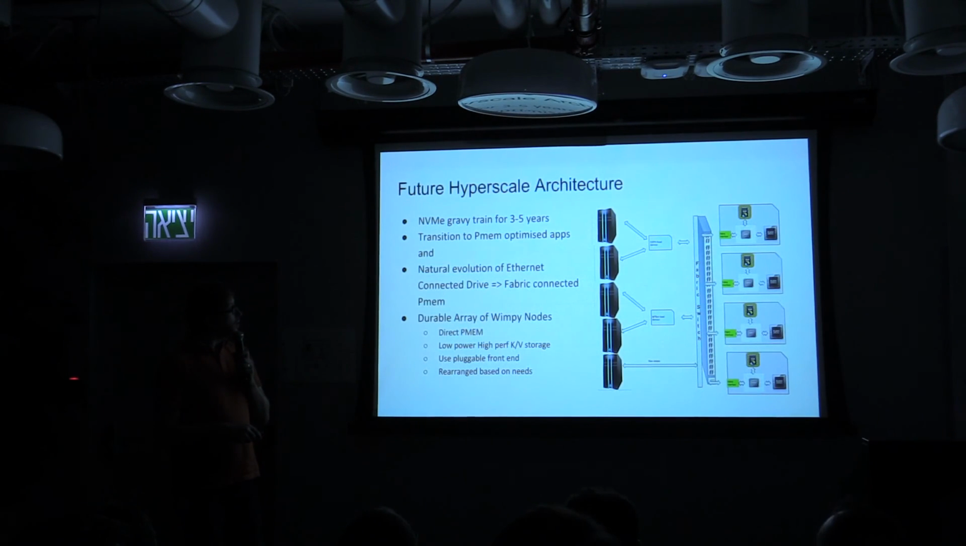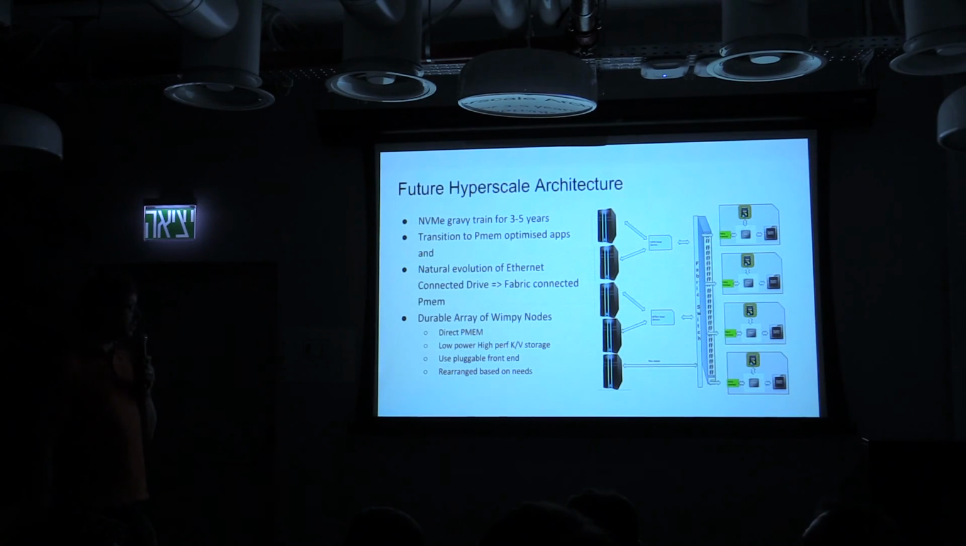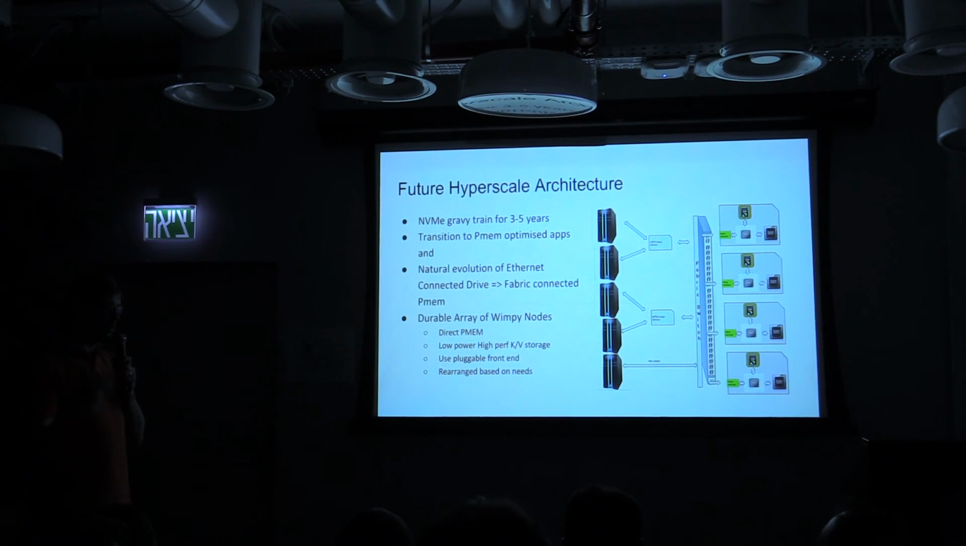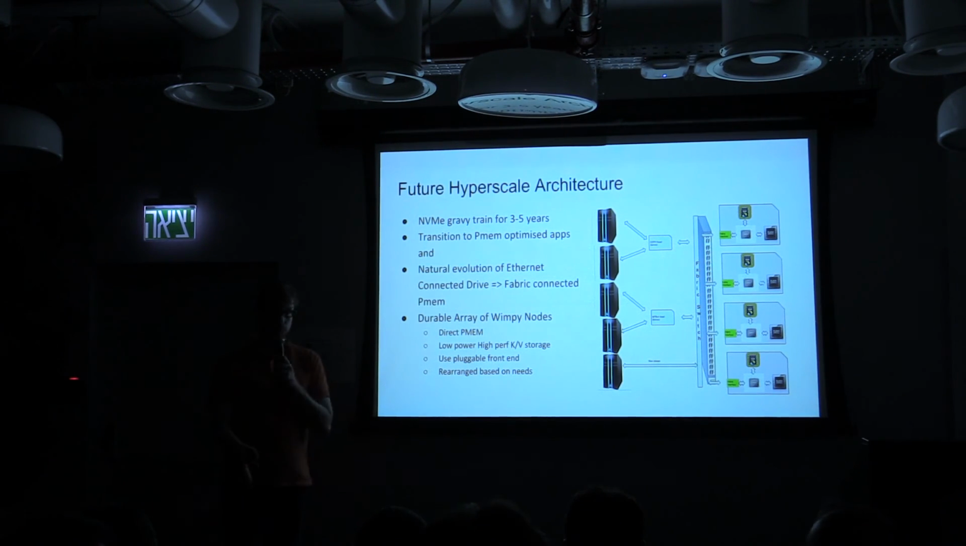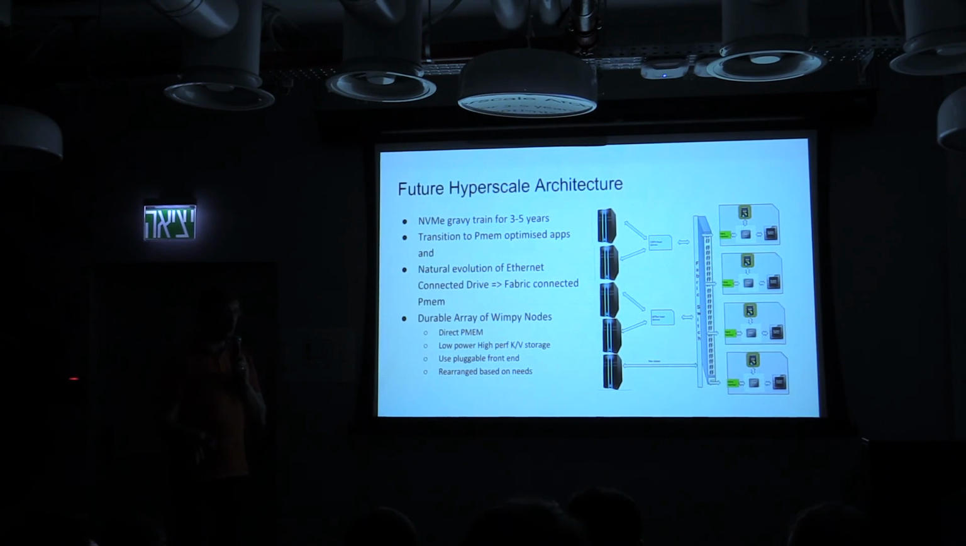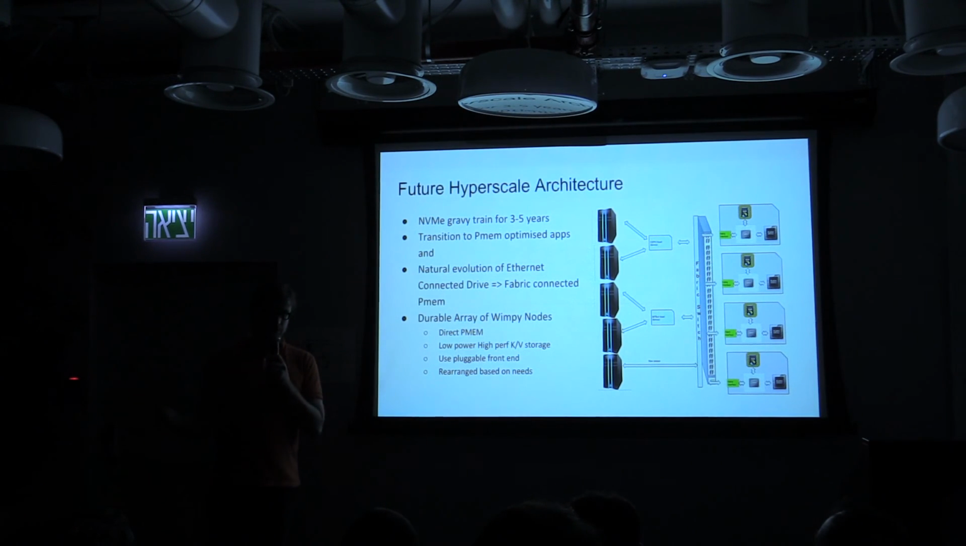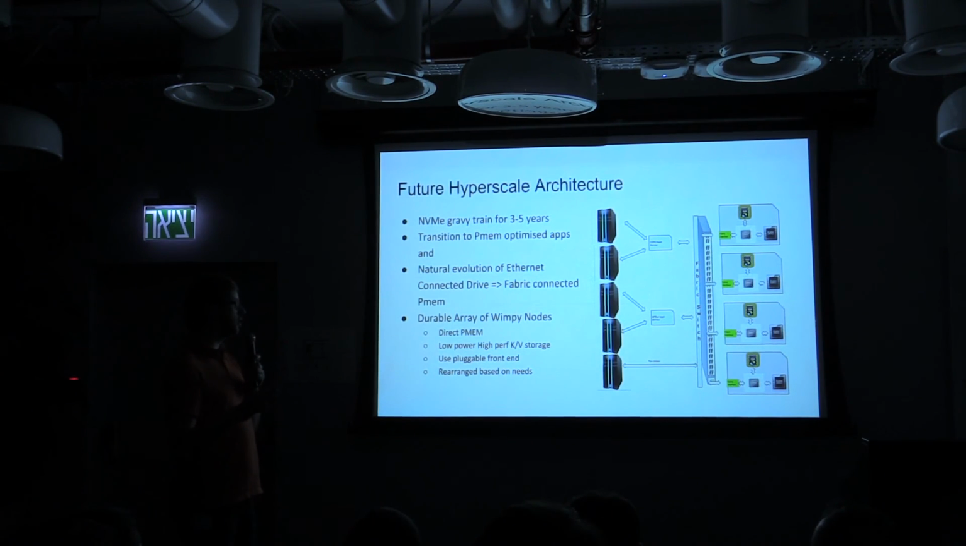Now, here's one thing. Don't worry, the NVMe gravy train will still happen for the next 3 to 5 years, because company software will take some time to move from the previous model, block I/O, to the persistent memory byte-addressable model. It's not going to happen overnight. There is a natural evolution. That's a guess on my side.